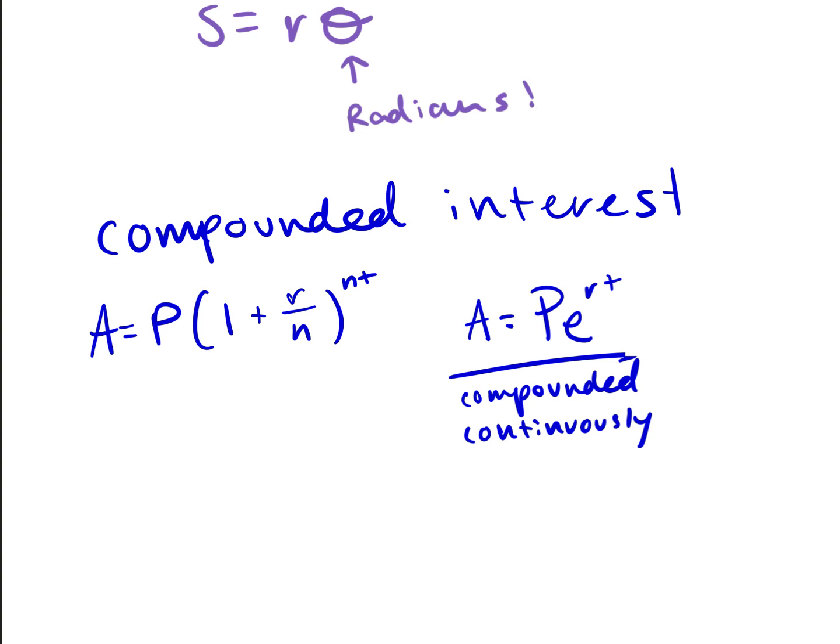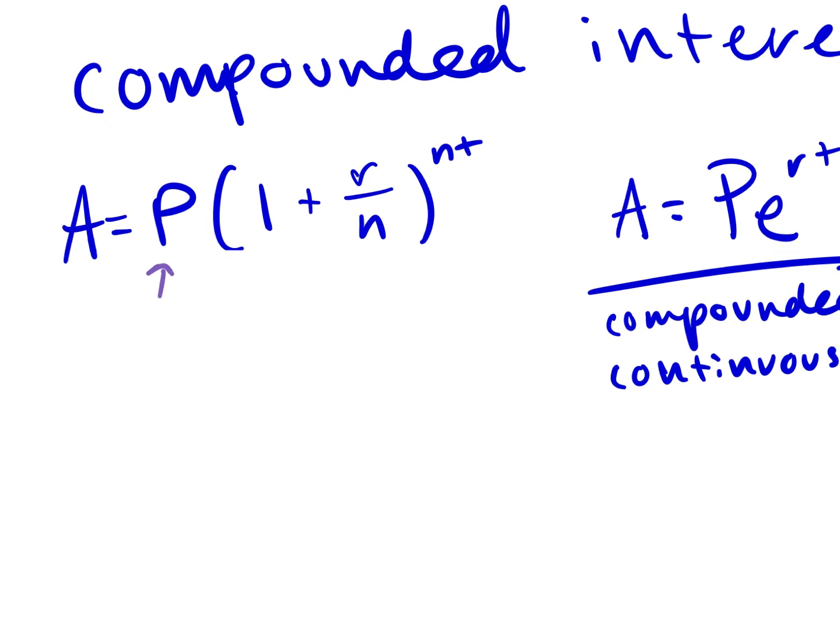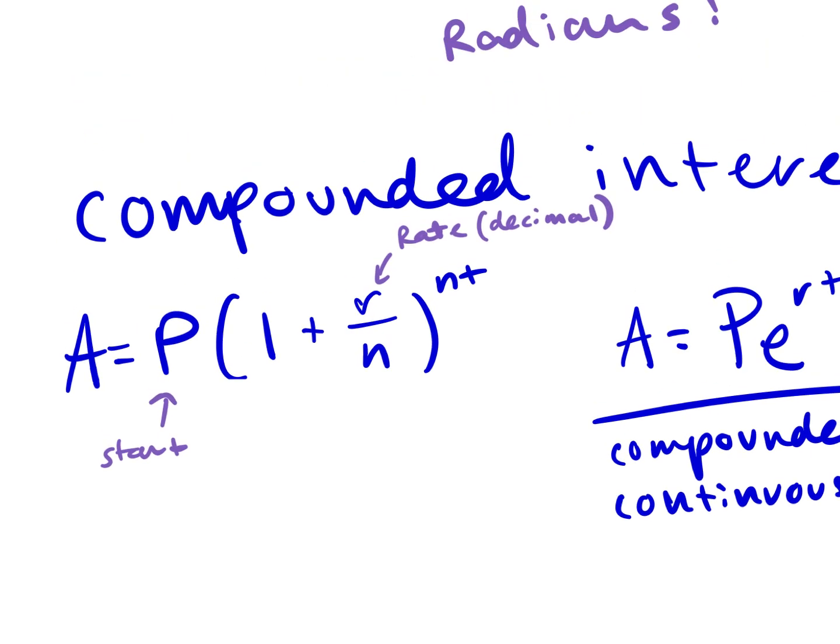All right, but just so we know, what's the P? The starting amount. How much do we start with? What's r? The rate, but it has to be the decimal version. So if it gives you like 5%, what's the decimal version of that? 0.05. So you just move the decimal to the left twice.